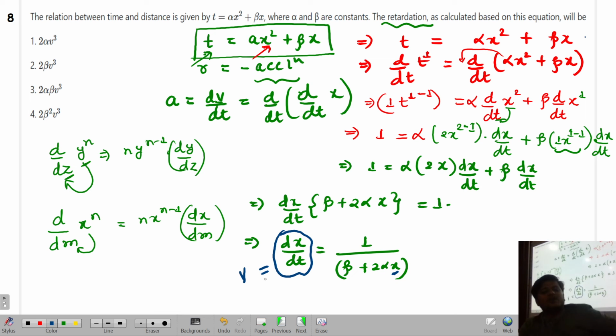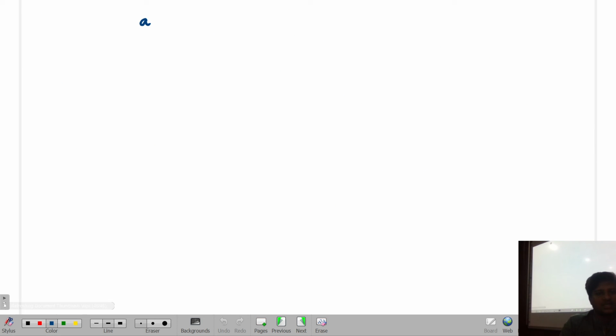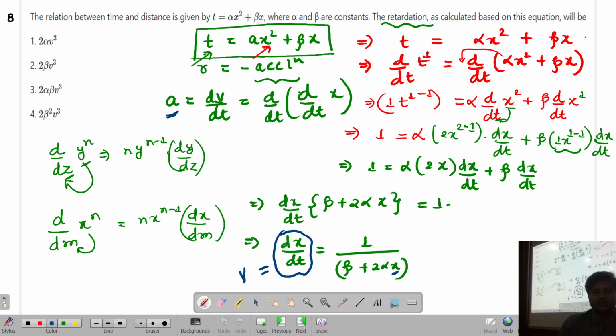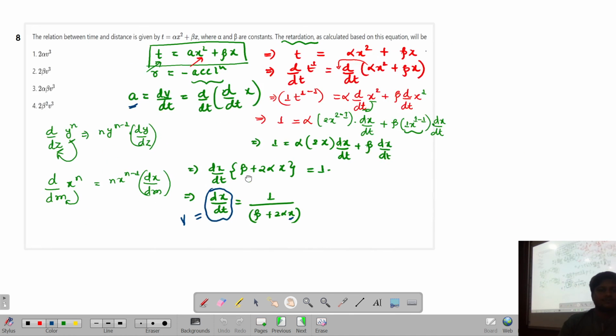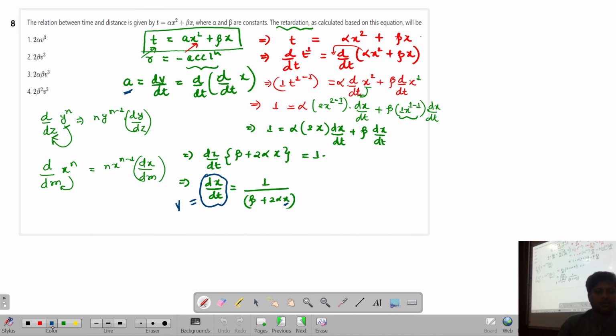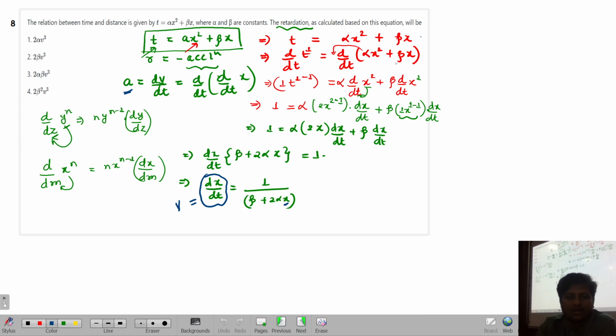So if you have got this velocity, you can apply the acceleration equation. As you know, acceleration is what? First I'll write the velocity over here. This velocity is equal to, okay, let me do it in this space only. Very, very good. So here you got your velocity as 1 by twice alpha x plus beta. As you know the velocity, you need to calculate acceleration.